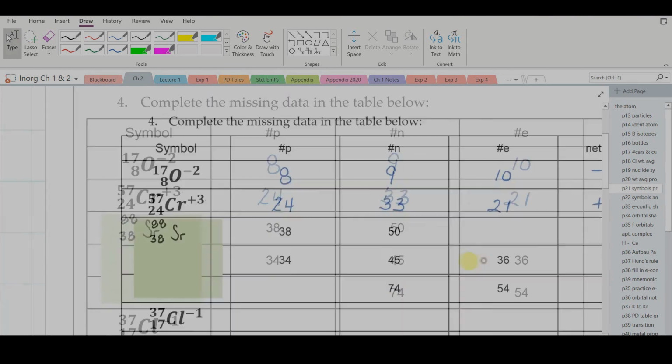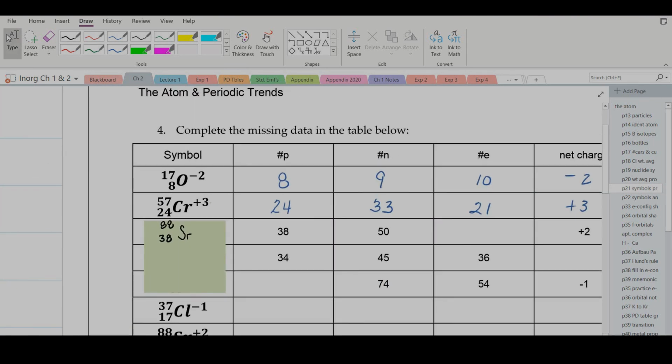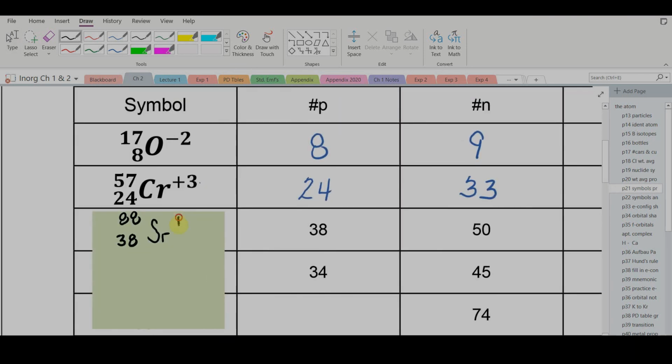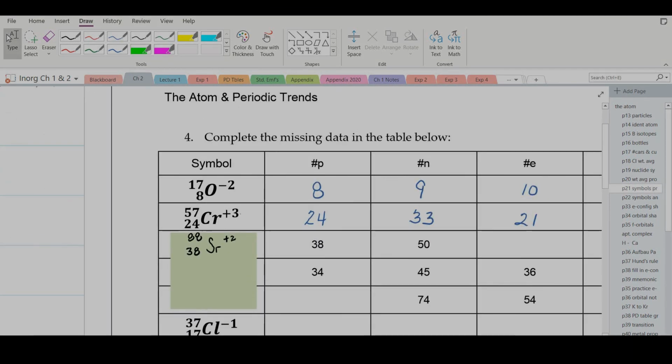And we're told the charge is plus 2, which is not surprising since the only charge a group 2A metal can have is plus 2. So therefore the number of electrons would be 2 less than the number of protons. That must be 36 electrons.